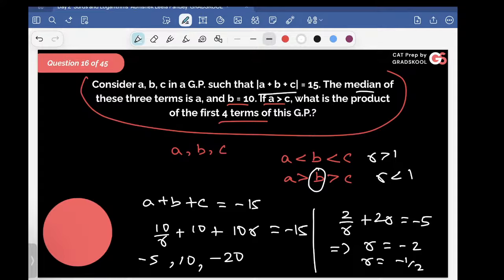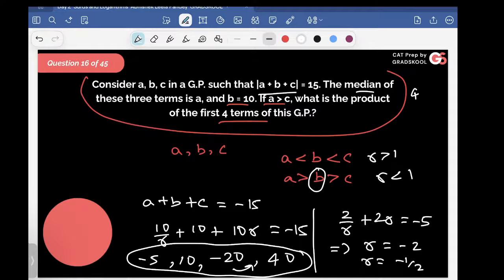So the product of the first four terms is what they are asking. I have taken minus 2 here, and minus 2 into minus 2 you'll get 40. Let's multiply all of it: 40,000 is the answer. I would say this is a brilliant question, what do you think guys?